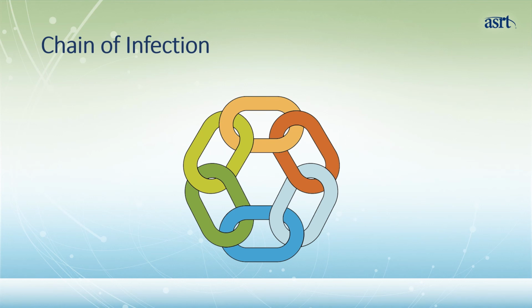COVID-19, like almost every other infectious disease process, is reliant on the chain of infection to sustain itself. Each link in the chain connects consecutively to transmit infection from one person to another. In order for a new infection to occur, there must be a complete chain of infection. The chain of infection begins with a disease process, in this case, the COVID-19 virus. The virus needs a reservoir in which to live and reproduce.